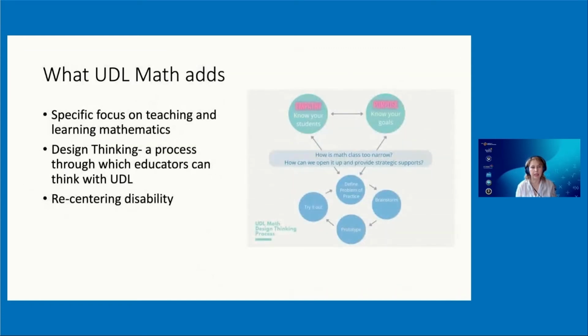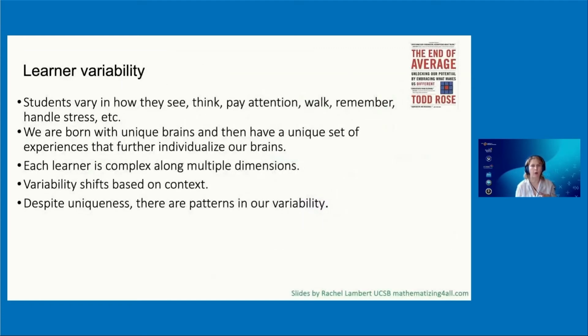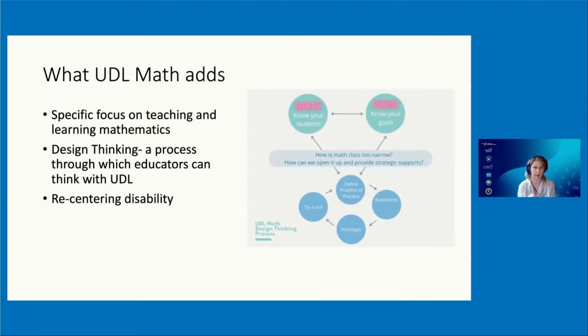Learner variability is about how there's a variability in how we see, think, pay attention, walk, remember, handle stress. We're all unique, and then we have unique experiences layered on top of that. So the kids who come into our classroom are very different. Each learner is complex, and across contexts, they're complex. But at the same time, there are patterns in that variability that can help us design and plan across variability.